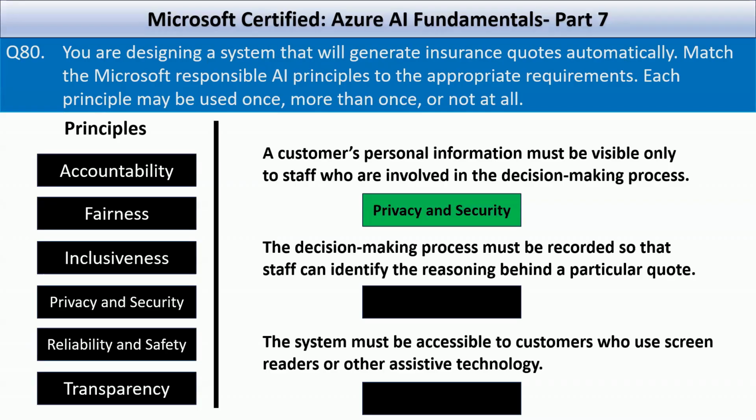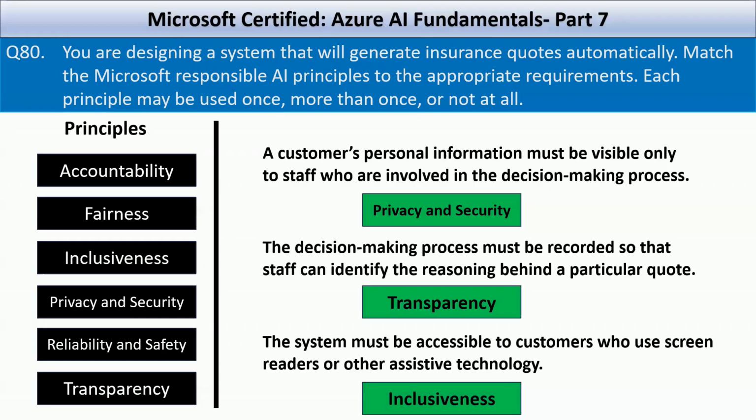Now, friends, the second requirement is the decision-making process must be recorded so that staff can identify the reasoning behind a particular quote. This promotes clarity in how decisions are made by the AI system, resonating with transparency principle. And friends, the final requirement is the system must be accessible to customers who use screen readers or other assistive technology. This ensures that all users, regardless of ability, can interact with the system fairly and effectively, resonating with the inclusiveness principle of Microsoft Responsible AI.